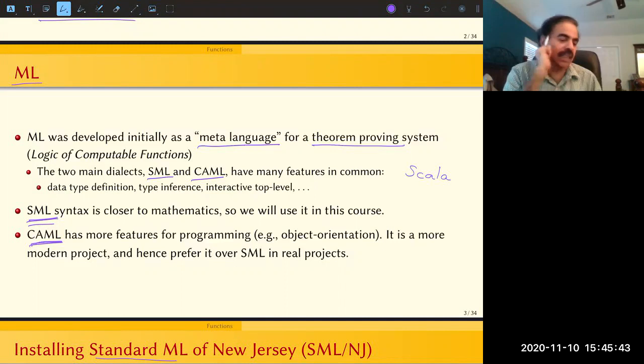Okay, yeah, Scala is... so the developer of Camel then decided at some point that they wanted to do something like Camel in the context of Java, and Scala was born as somehow a way to do functional programming with sort of Java syntax.